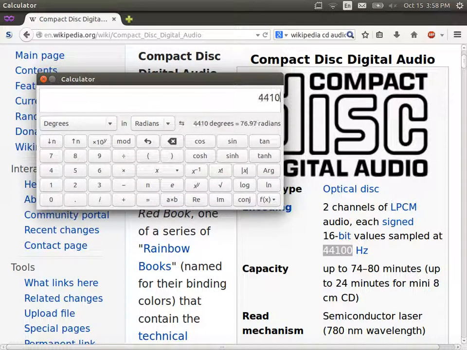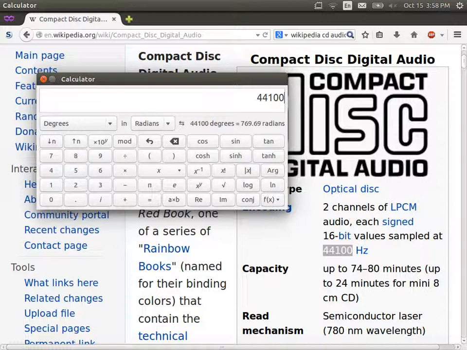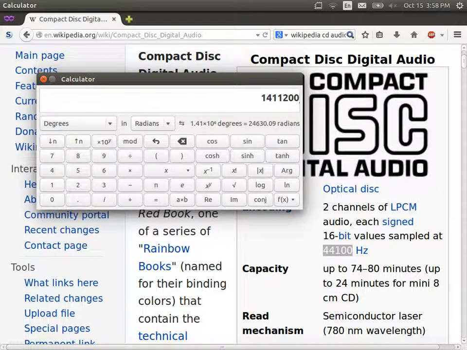There are 44,100 samples per second. Every sample is 16 bits, so that's the number of bits per second. We have stereo, so we need to do it twice. So it's separate audio streams for left and right. So that's the number of bits per second. About 1.4 megabits per second. Okay, that's how many bits per second we need to save on the CD.